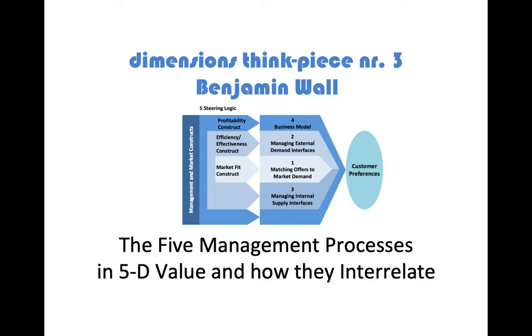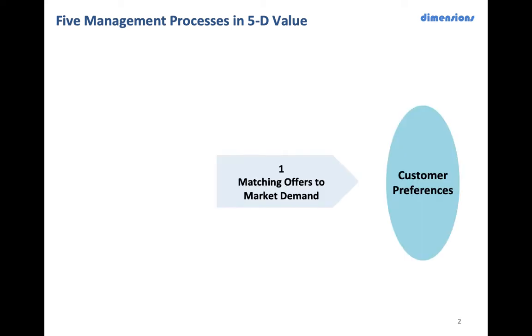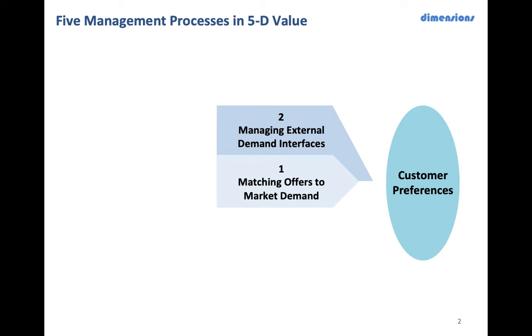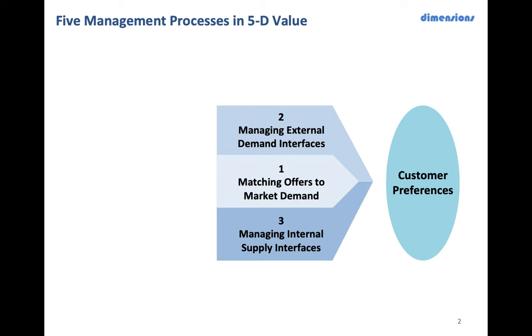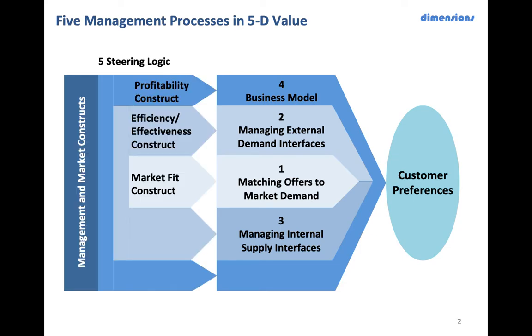The piece shows how the 5 different management processes in 5D value interrelate for a comprehensive and coherent overall management of firms. There are 5 processes which all firms need to manage well to be successful. Number 1 is to match the company's offers to the market demand, for example, product design. 2 is to manage the external demand interfaces of the company, e.g. marketing. 3 is to manage the internal supply interfaces, e.g. teamwork. 4 is to run a business model such that the firm can survive. And 5 is to have a steering logic which aligns all the processes.